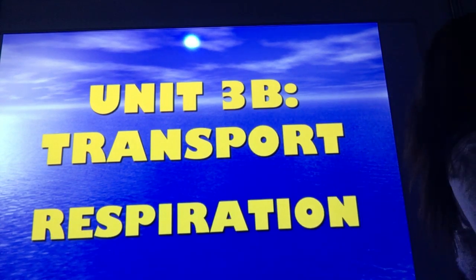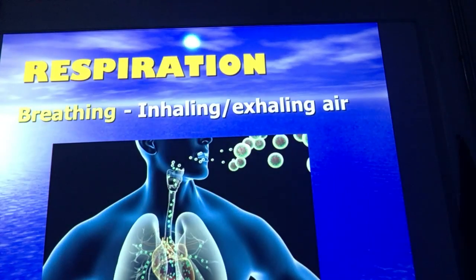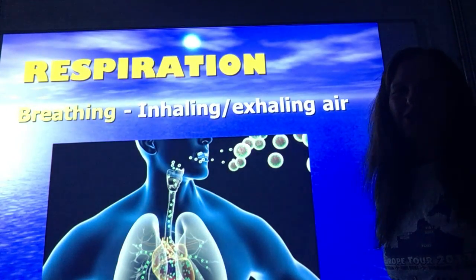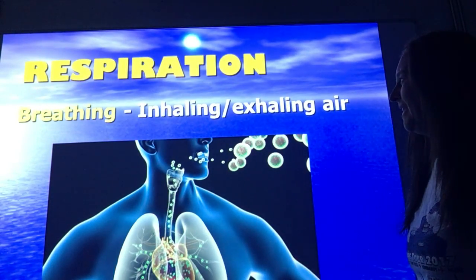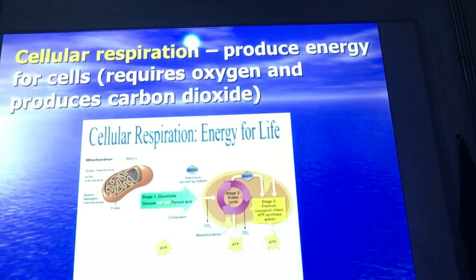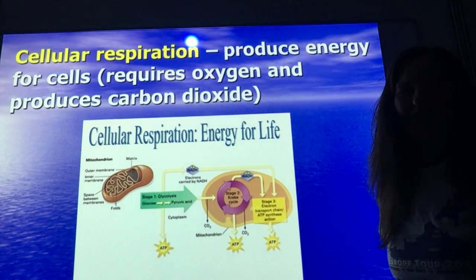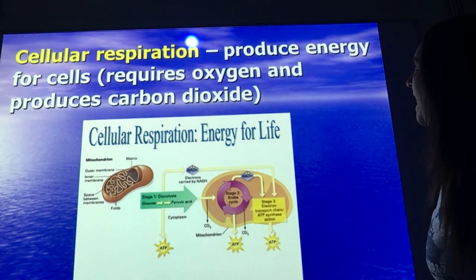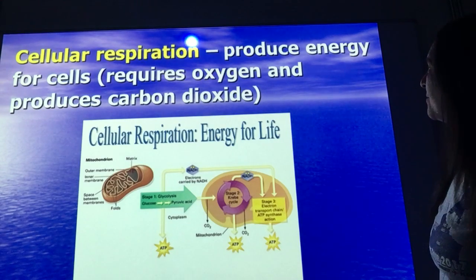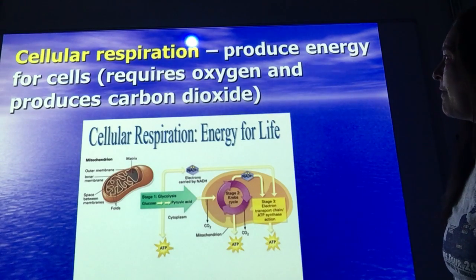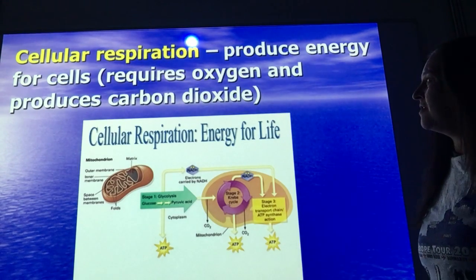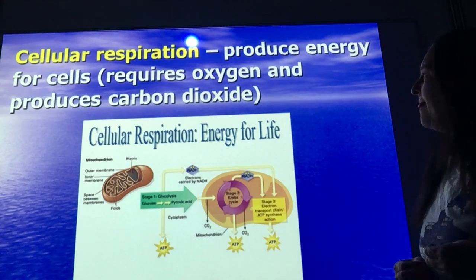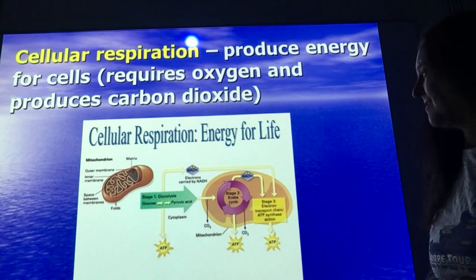Okay, so our respiration unit. Today's an introduction to it. There are actually two different types of respiration. The first one we've already studied: cellular respiration, in Unit 1. That's when you produce energy for cells. That requires oxygen, so oxygen is taken into the cells and they release and produce carbon dioxide. That was all Unit 1.